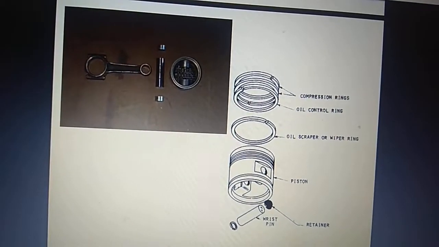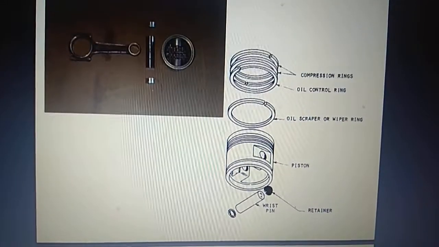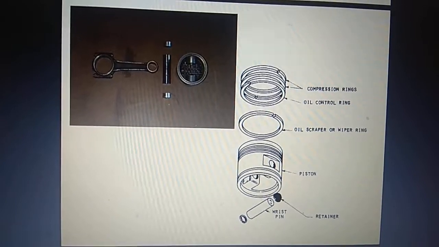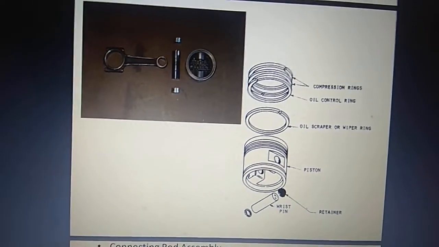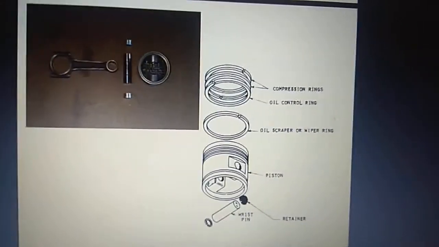I hope this video will enable you to understand the basic properties and basic construction details of compression rings, oil control rings, oil scraper, piston, then wrist pin and all the remaining accessories. Thank you.